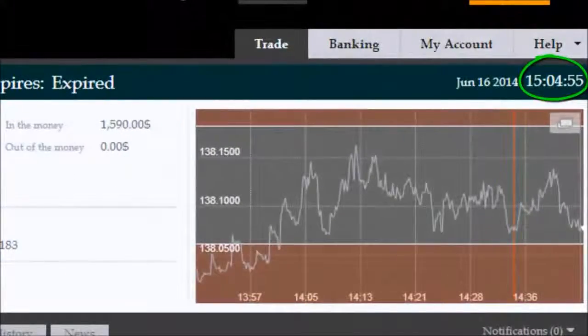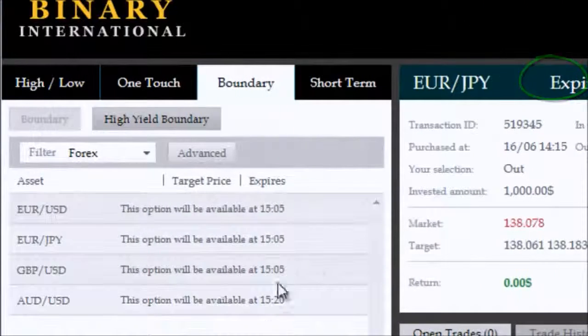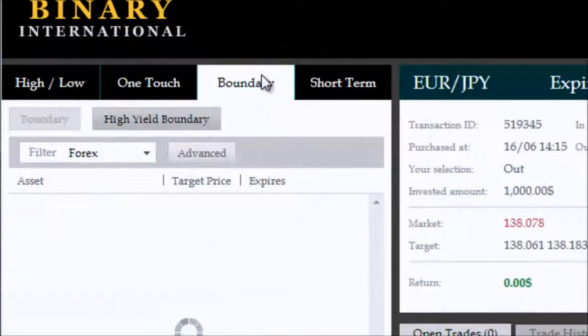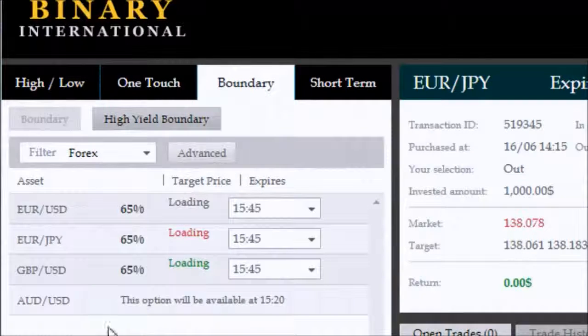Okay, it's 15:04:55, a few seconds away from these options on the boundary platform becoming available again, so we'll wait for that to happen. Do the prices have loaded, offloaded, possibly a browser thing going on. Does happen in Google Chrome sometimes. Let me refresh the screen. Let's go back to boundary there. It should load up. Yeah, there we are.